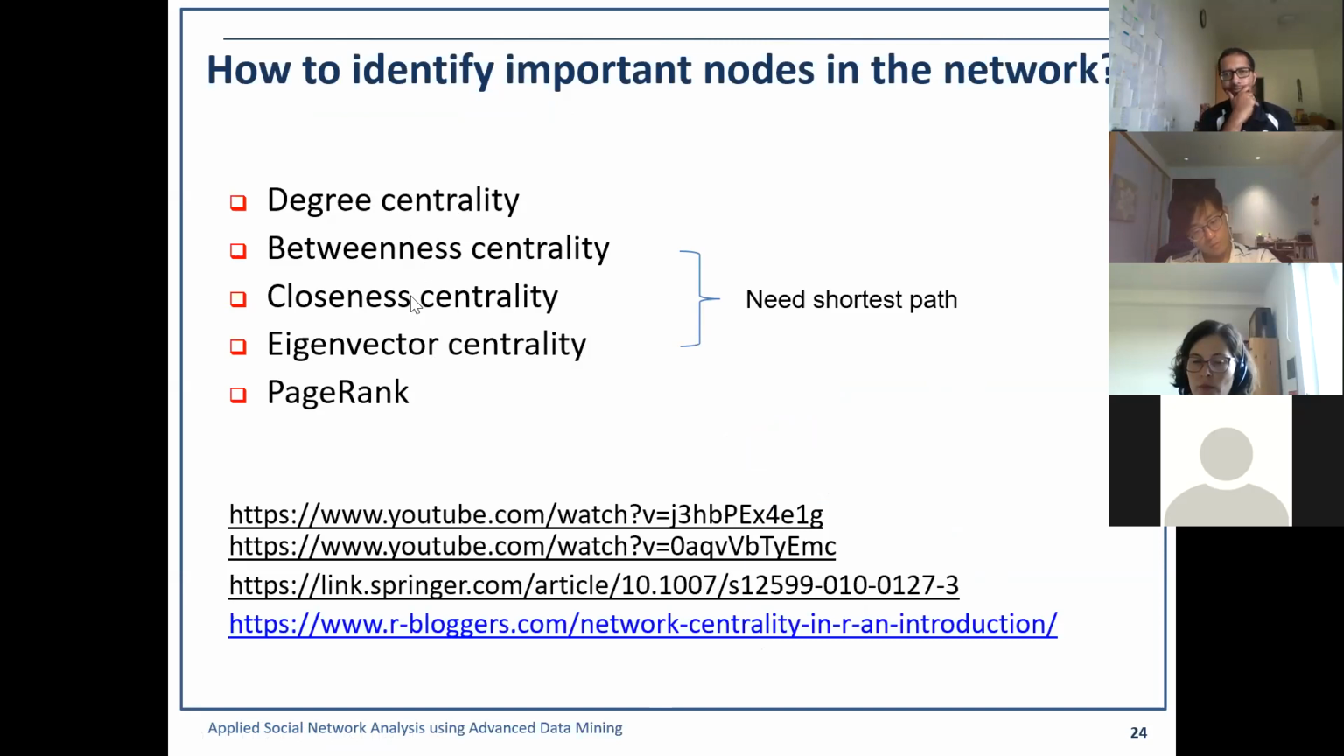The first three measures, degree, betweenness, and closeness, are just based on links. And they don't care about the quality, as you said, or the importance of other nodes. Eigenvector centrality, as well as PageRank, take into consideration the importance of other nodes. Very good. But something else.